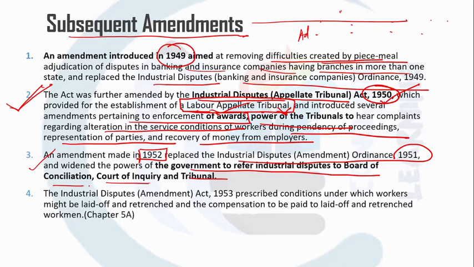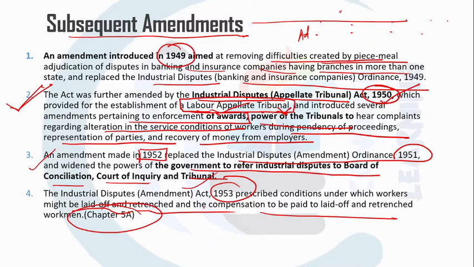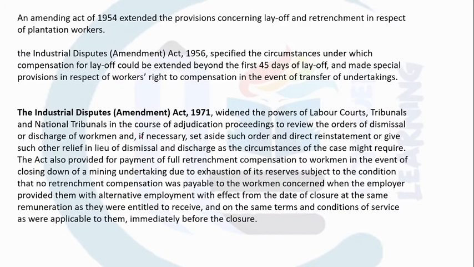Not that important, but remember that the power was given to the government to refer the dispute to Conciliation, Court of Inquiry and Tribunal. In 1953, the conditions for layoff and retrenchment compensation were introduced through Chapter 5A. So it was 1953 when Chapter 5A was introduced in the Industrial Disputes Act. 1954 extended the provisions of layoff and retrenchment to plantations.